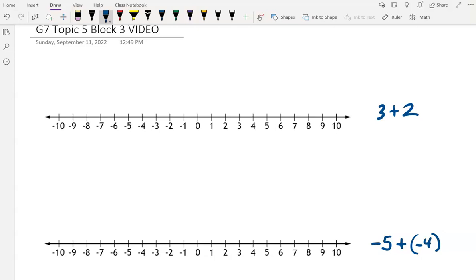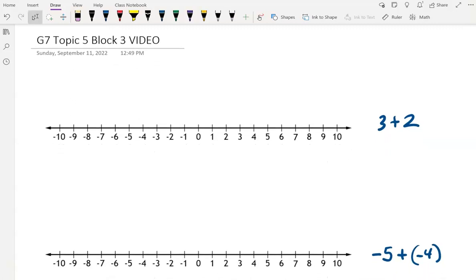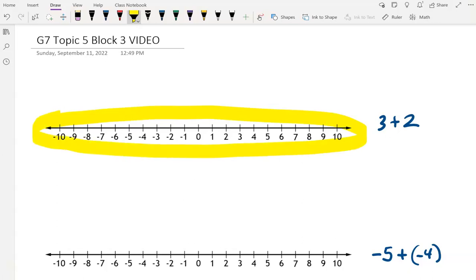Welcome back, students, to Topic 5, Block 3, where we are going to be practicing integer addition using a number line. So you see the number line here, and what you're going to want to do is make 5 different copies of this very number line before you get started. So make sure you pause the video and copy 5 number lines just like this on your paper. Make sure you do it neatly before you move on. So pause the video and take care of that right now.